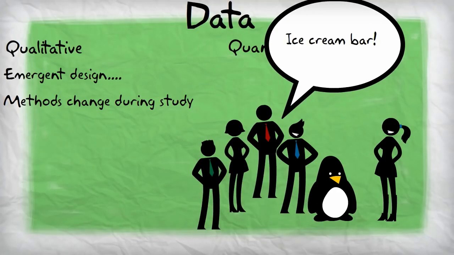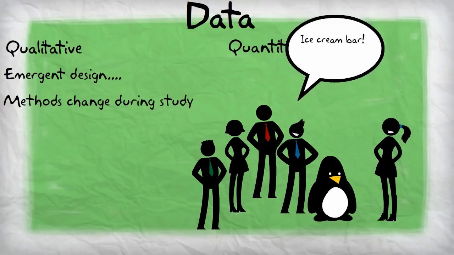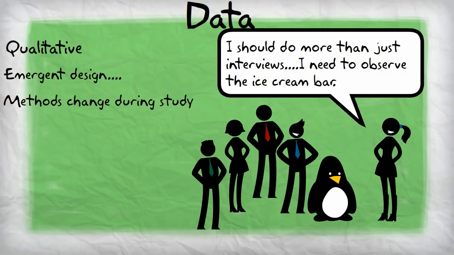How there's over 400 kinds of ice cream and you have to walk around the ice cream to get to the apples, and on and on about the ice cream bar. Well, the researcher hears enough students talk about this crazy ice cream bar that the researcher decides that observational data should be included in the study. She needs to see the ice cream bar for herself and see how it overshadows the apple bin. She needs to see why everyone's talking about this crazy ice cream bar. So the research design emerges and different kinds of data might be collected as the study goes on.